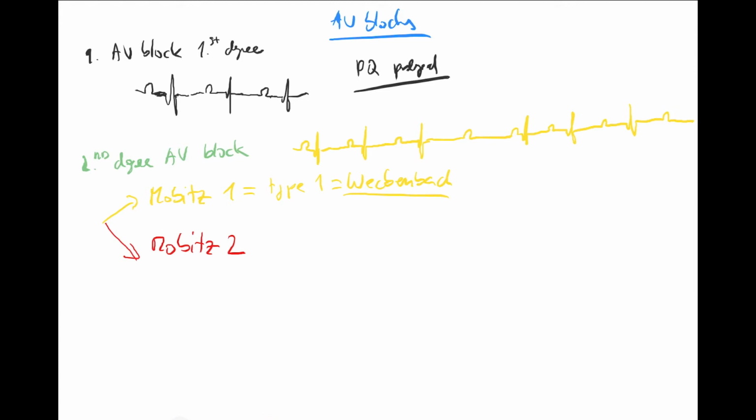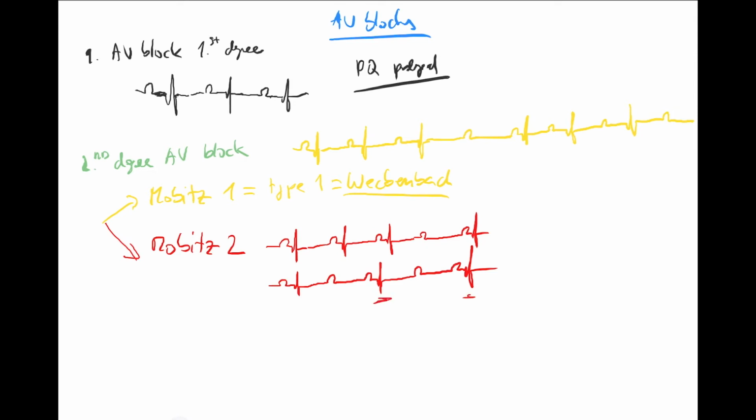The one you have to worry about is Mobitz 2, because this one is totally unpredictable in a way. And basically what happens is there's no elongation, and suddenly nothing. And sometimes it's like every second. Okay? Every second. But always, if there is a QRS, you see a P in front of it. That's the way you can distinguish it from AV node third degree block, okay?